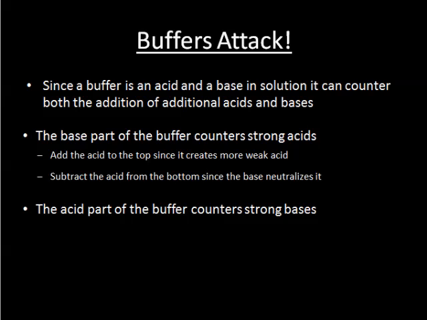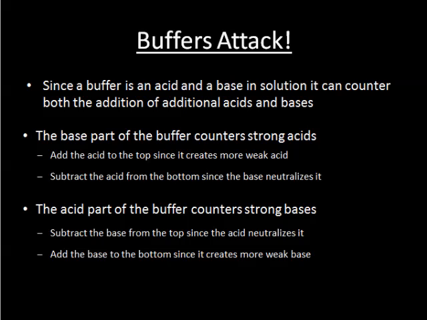The acid part of the buffer counters strong bases. Subtract the base from the top since the acid neutralizes it. Add the base to the bottom since it creates more weak base. This is because the weak acid breaks down to produce H plus ions and the weak base. The weak acid wants to release those H plus ions so that they react to neutralize the OH ions released by the strong base.